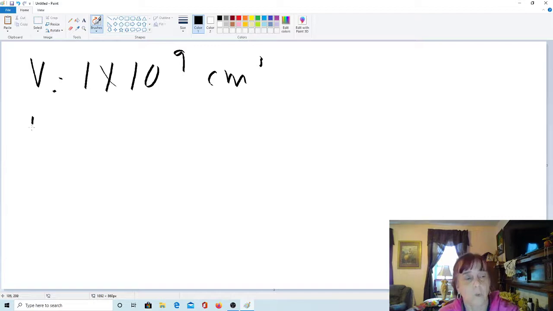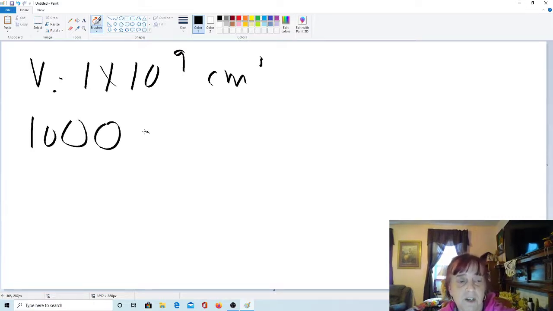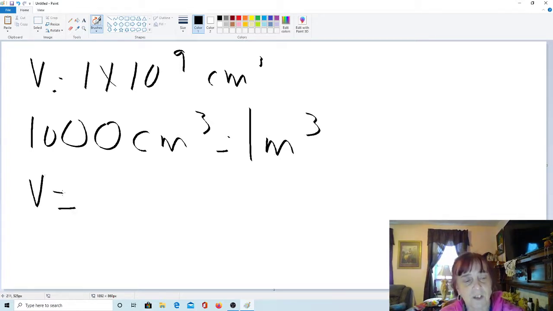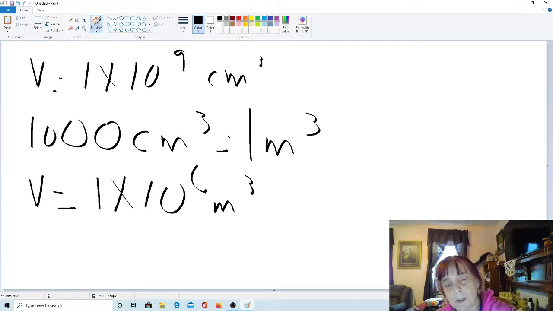Okay, and 1,000 cubic centimeters is 1 cubic meter. So if you divide this by 1,000, it'll be 1 times 10 to the 6th cubic meters.